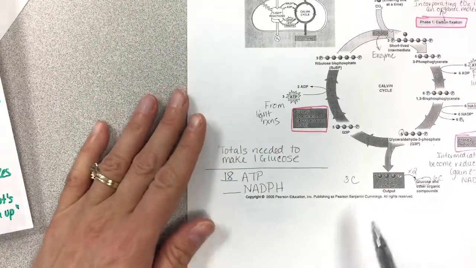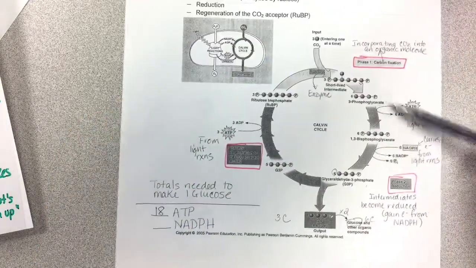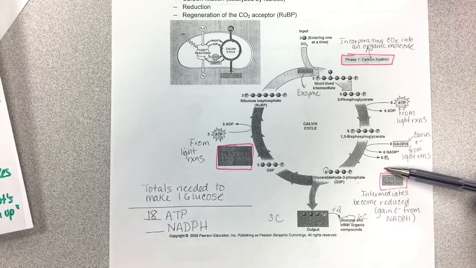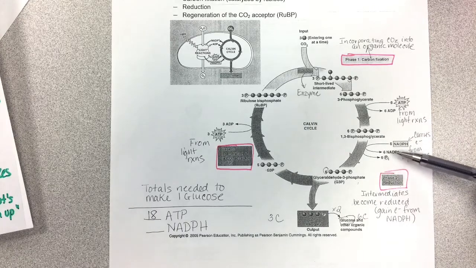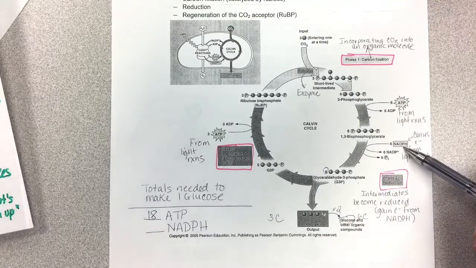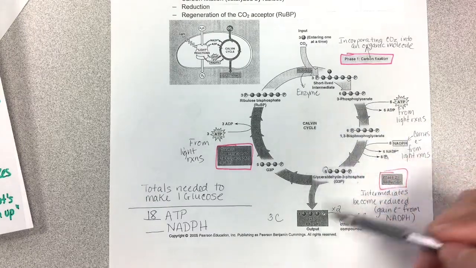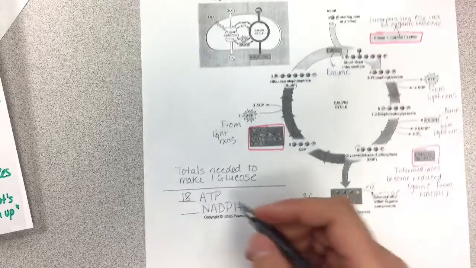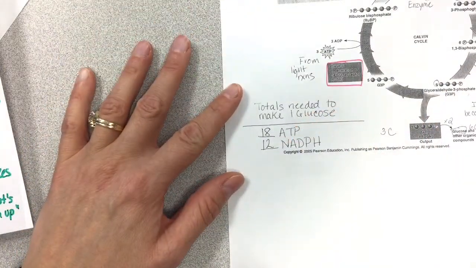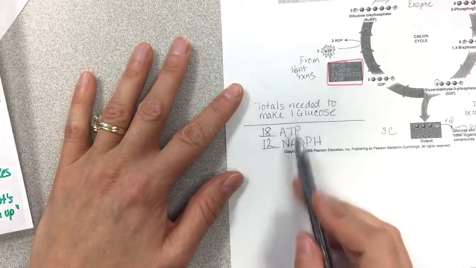And then the NADPH, well, let's look at the NADPH. Here, you have 6 NADPHs going in, right? And that's the only place the NADPHs come in. And so therefore you multiply that by 2 because it's 2 G3Ps, and so then you should have a total of 12 NADPHs. Okay? So this is your totals.